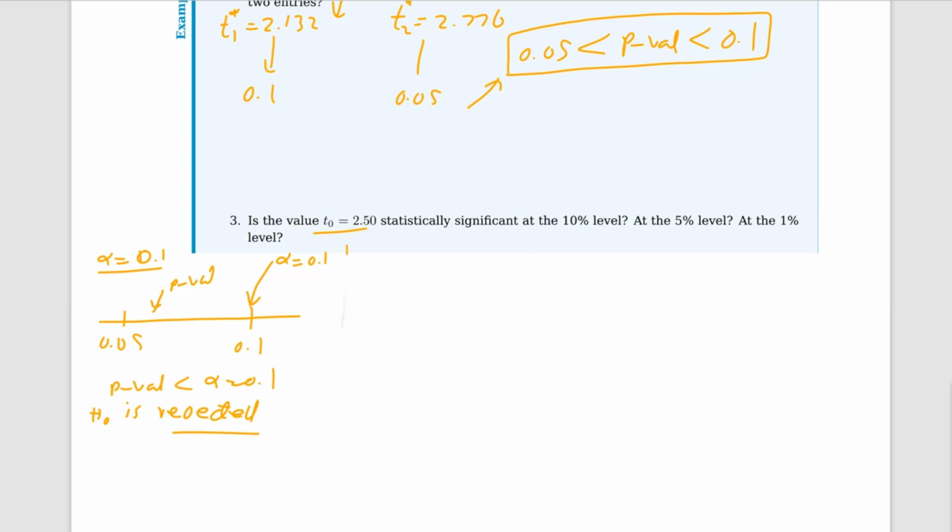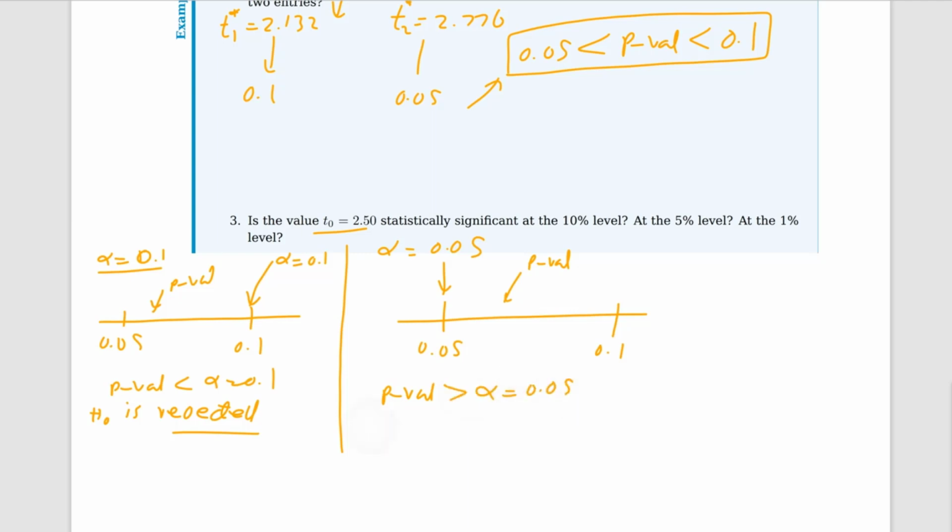Right. So similarly, alpha equal 0.05. You see here, this is 0.05 and this is 0.1 and alpha also 0.05. But the p-value should be somewhere here. Therefore, we can say the p-value in this case is greater than alpha, which is 0.05. Therefore, H naught is not rejected.